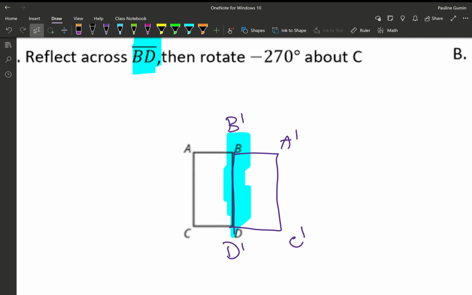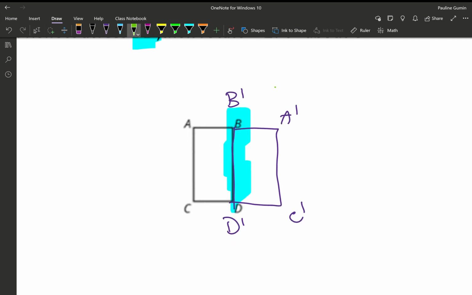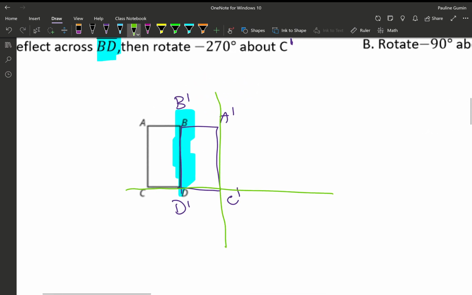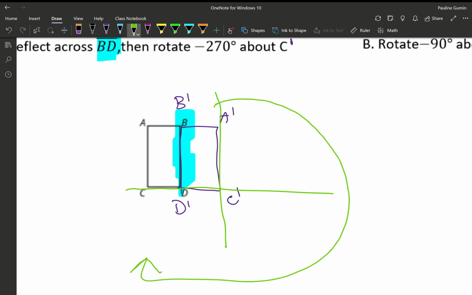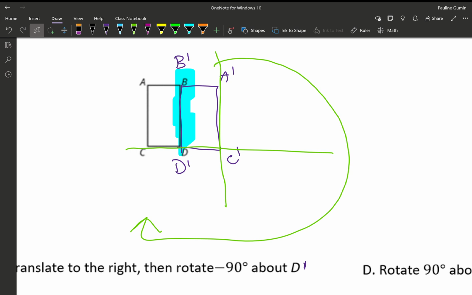The next transformation that we're going to do is to rotate it negative 270 degrees about C prime. So the first thing we're going to do is split this. C prime is going to be our middle. I think I can do that line across a little better. There we go. Okay, so there are our 4 quadrants. Negative 270 means we're going to be going clockwise, and we're going to do 3 quadrants. So we're going to turn it 90, 180, 270, so it should end up in here.